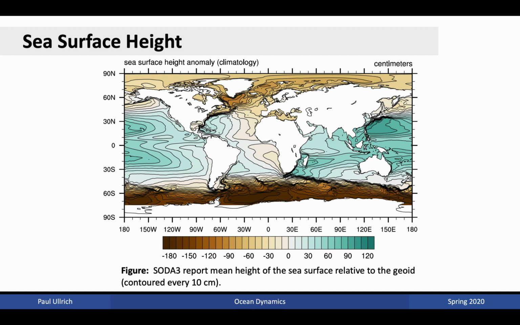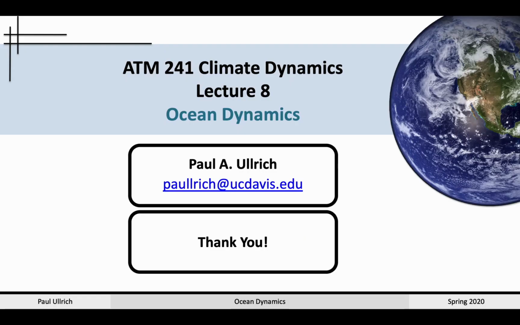Here we see, again, the reported mean height of the sea surface relative to the geoid, contoured every 10 centimeters. So the variations in this height profile are then associated with variations in temperature and salinity at depth. The dominant contributor to this variation in free surface height is the temperature in the system, but salinity is a non-negligible influence as well.